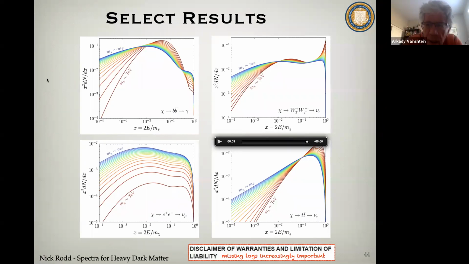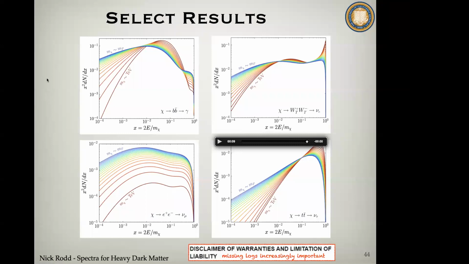Yeah, but you're right. The lifetime is important. Yeah, that's also right. Typically a Planck scale particle doesn't live very long, right? That's right.